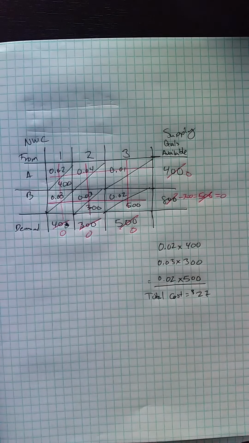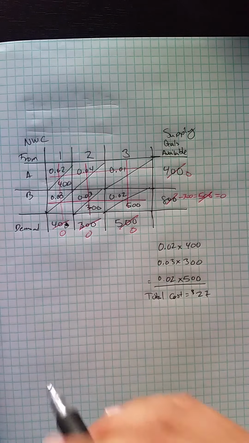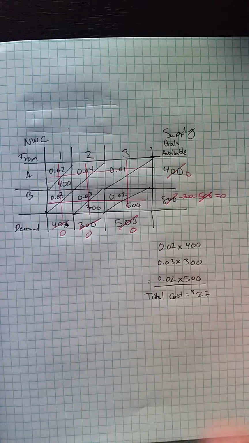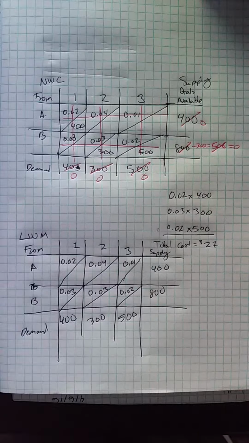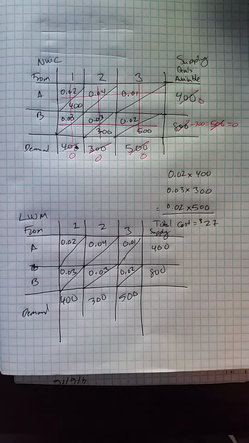And that's all you do for the northwestern corner. So for the least or the low cost method, you draw the exact same chart, and I'm going to pause so we don't have to see me draw the whole chart again, okay? So hold on. Okay, we're back. So I went ahead and redrew the chart. A little sloppy, don't care.